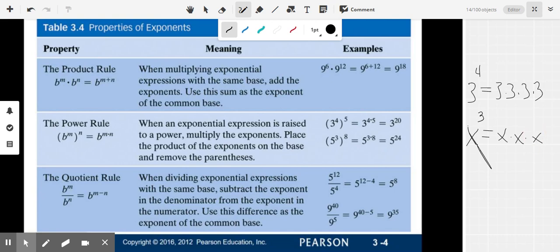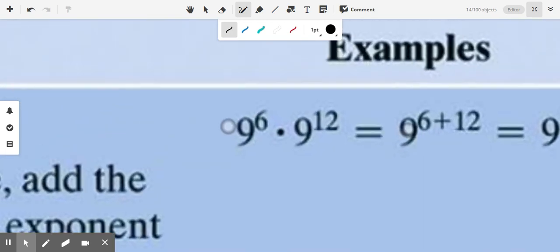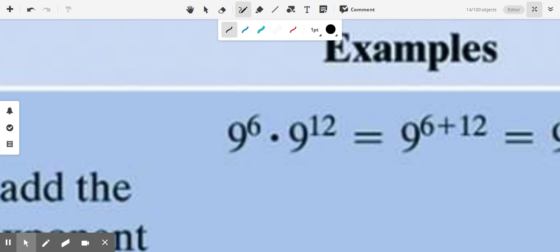So what we're going to be talking about is multiplying these powers together. We're going to talk about dividing these powers. And then we're talking about taking a power to a power and finding the shortcut for that. So here are the three rules. The product rule, notice right here. Let me zoom in on it so you can see it real good.